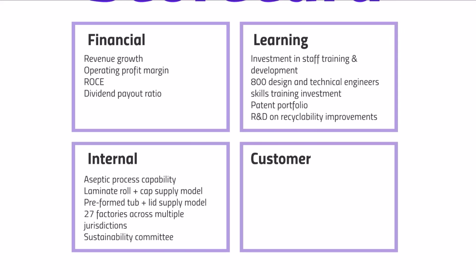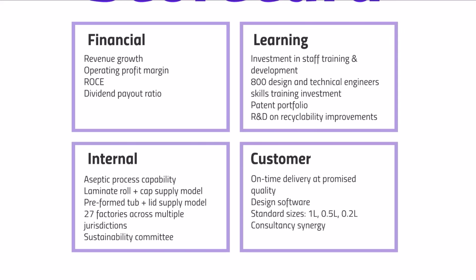The sustainability committee sits here too. Cross-functional monitoring of sustainability performance is an operational process, not just a governance one. And then finally, we've got our customer perspective. So we've got 4 items on screen, and each one really is a switching cost or a client retention mechanism. On-time delivery at promised quality is the commitment that keeps food manufacturers loyal. Their production lines depend on it.